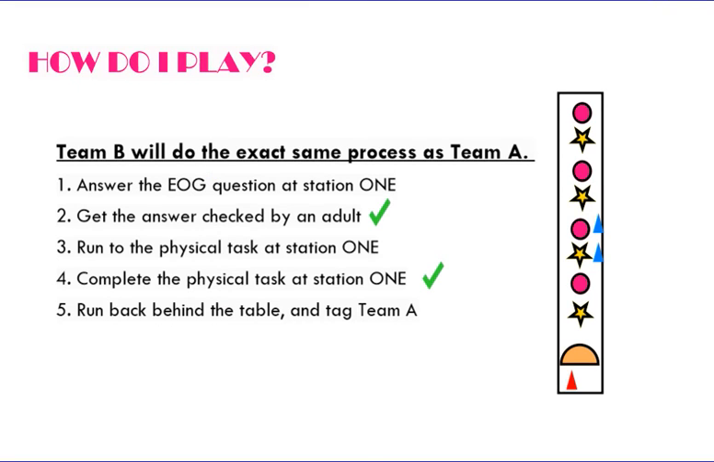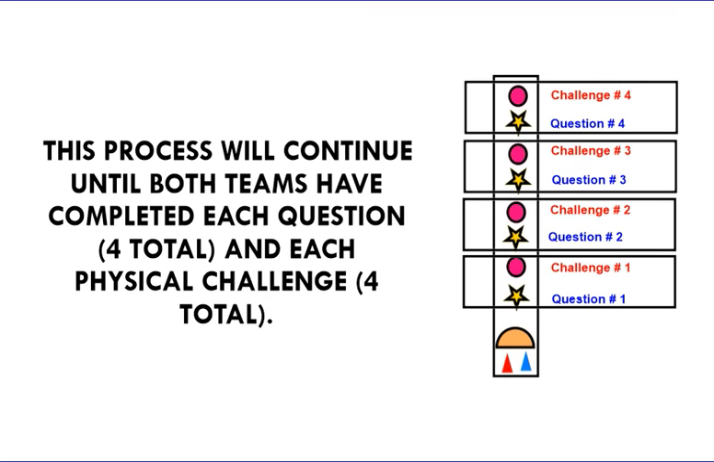Now, Team B is again going to repeat the same exact process as Team A. They're going to skip the first question and the first physical challenge, and they're going to run to that second question, get 100%, and then do the second physical challenge and get 100% on that. Once they finish, they're going to run back around the table and re-tag Team A. Now, you are going to complete this process for the entire row. You should do question 1, challenge 1, question 2, challenge 2, question 3, challenge 3, and question 4, challenge 4.